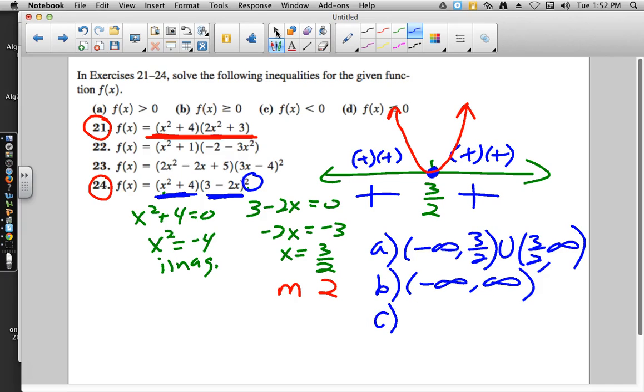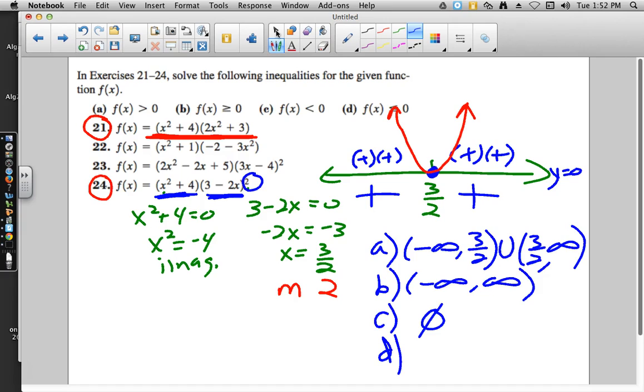C, when is f of x less than 0? Well, we look at our graph and there's nothing that goes below that sign chart, which I'm kind of using as my x-axis, my line y equals 0 there. So that's going to be the null set.